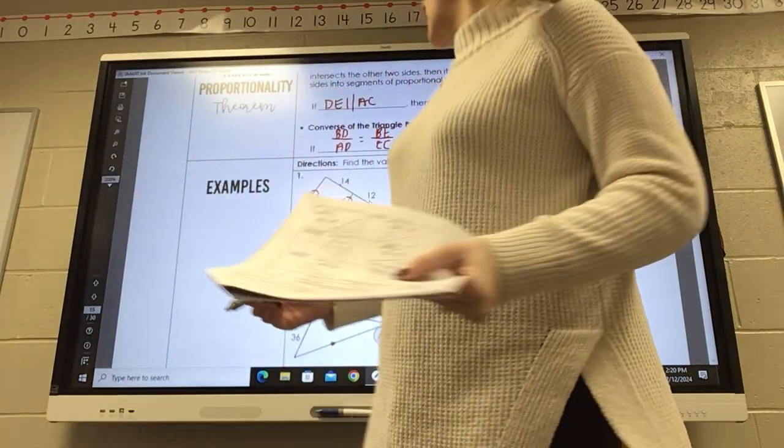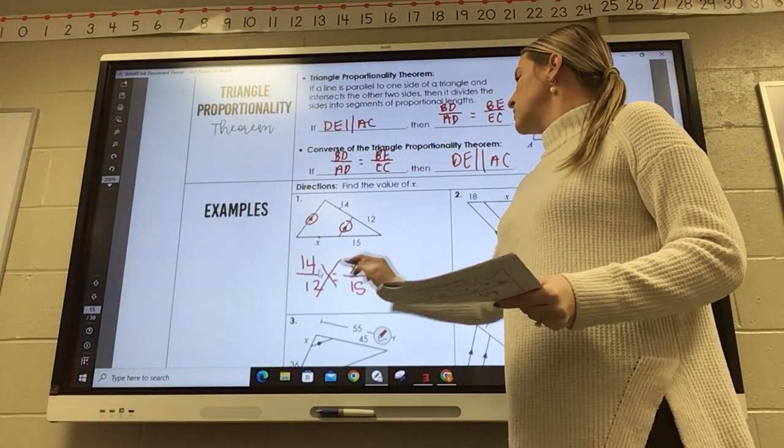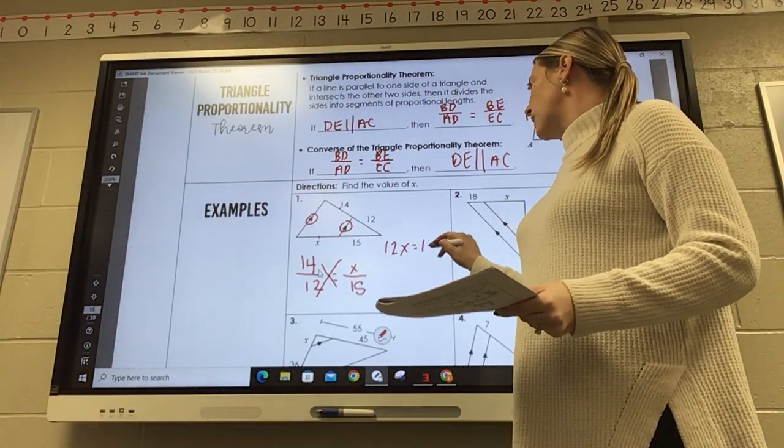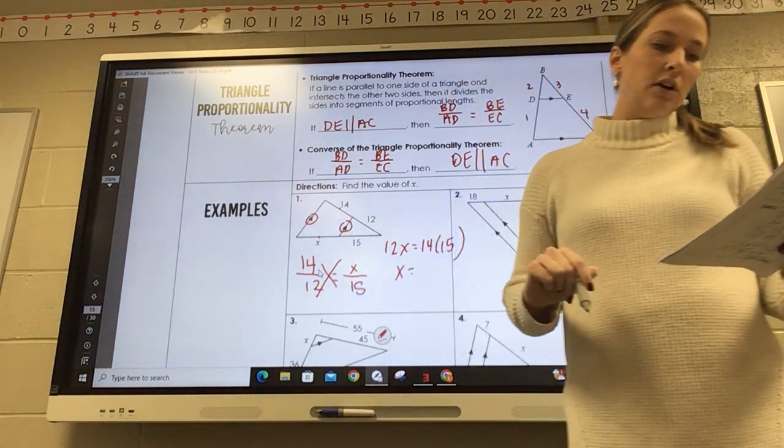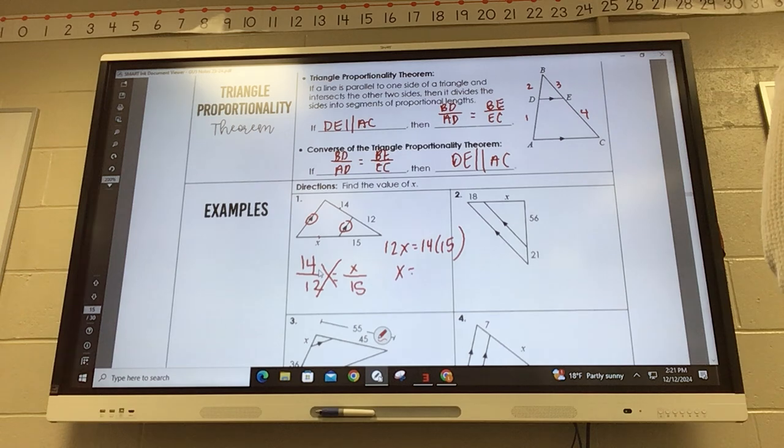Go ahead and solve for x, but we cross multiply. So 12x equals whatever 14 times 15 comes out to be. Go ahead and solve that on your own. I'll let you guys do a lot of the solving today. You do get a decimal, and that's okay. Don't freak out.